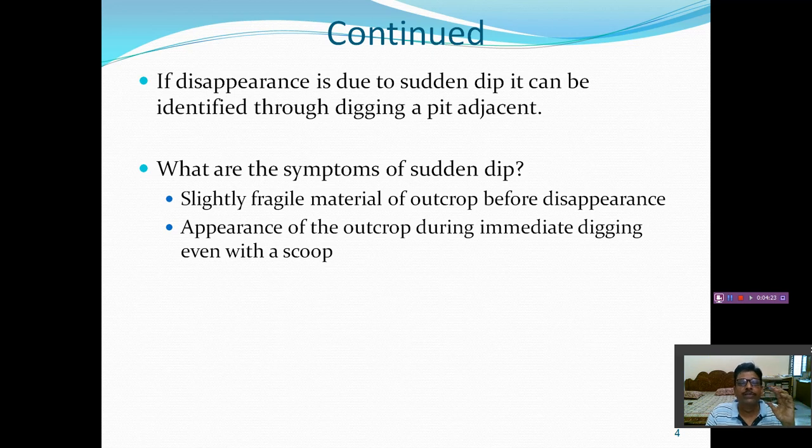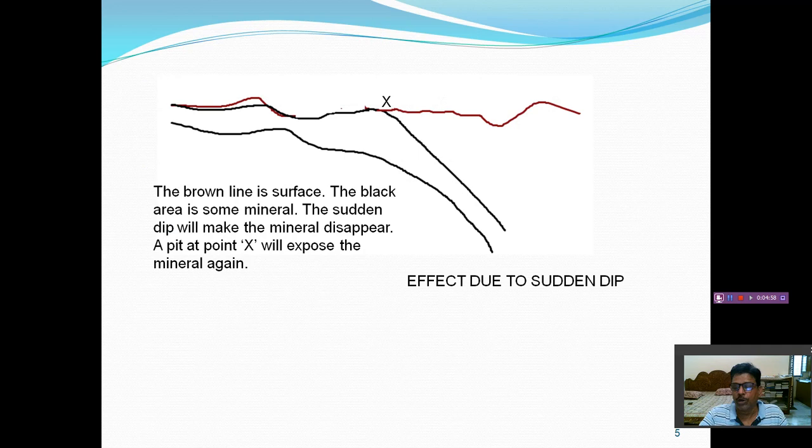What are the symptoms of a sudden dip? How do you know there is a sudden dip? Whenever a sudden dip takes place, slightly fragile material of outcrop takes place before disappearance. What is fragile? Fragile means if you take a stone and a glass mug is fragile. Stone is hard. Stone is not fragile. Now, the outcrop appears immediately if you dig or even scoop after its disappearance. So these are the basic symptoms. Here one small picture I have given.